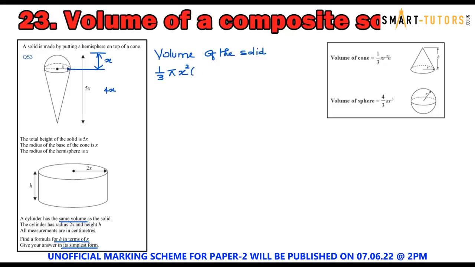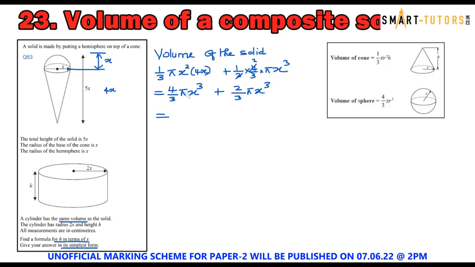H is going to be 4x. So 1/3 pi r squared h plus half of the sphere, which is the hemisphere, half of 4/3 times pi r cubed, sorry, x cubed. So I can simplify this one. 4/3 pi x cubed plus, this 2 and 4 cancels out, so 2/3 pi x cubed.